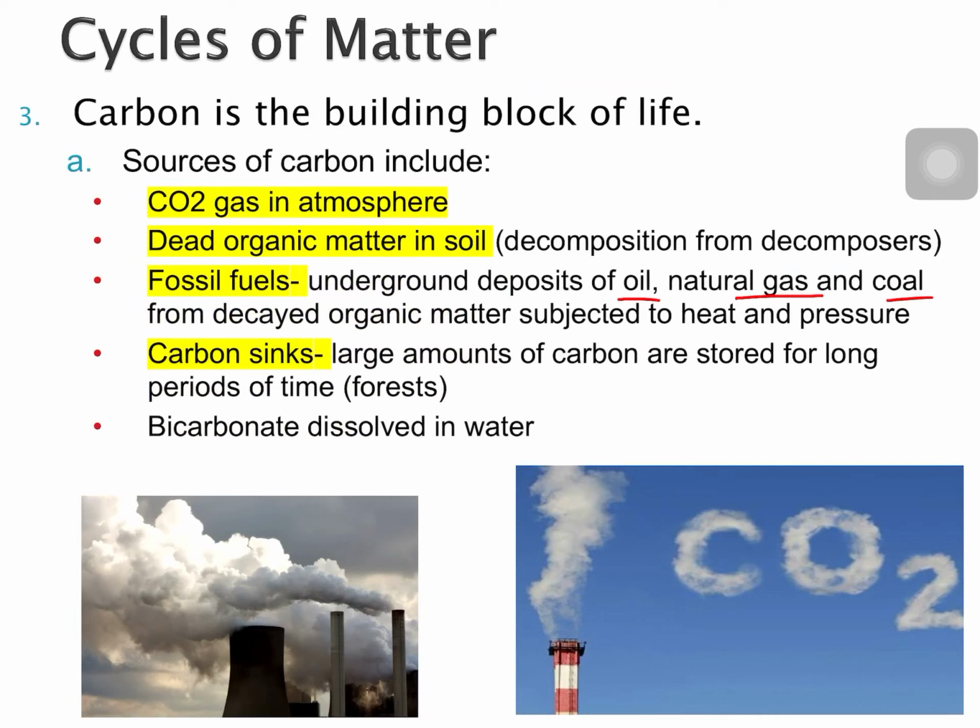Okay, and then we have bicarbonate dissolved in water as well. And so these, the highlighted ones, are going to be the important ones that you know and remember. Okay, and then we also have bicarbonate rocks, so anything with limestone is going to hold in carbon as well.